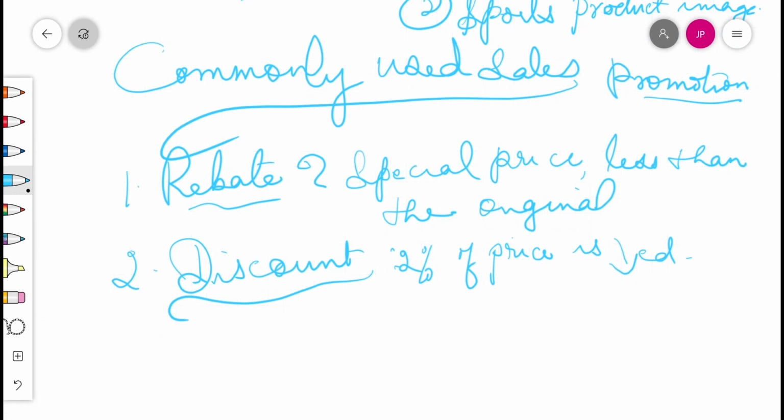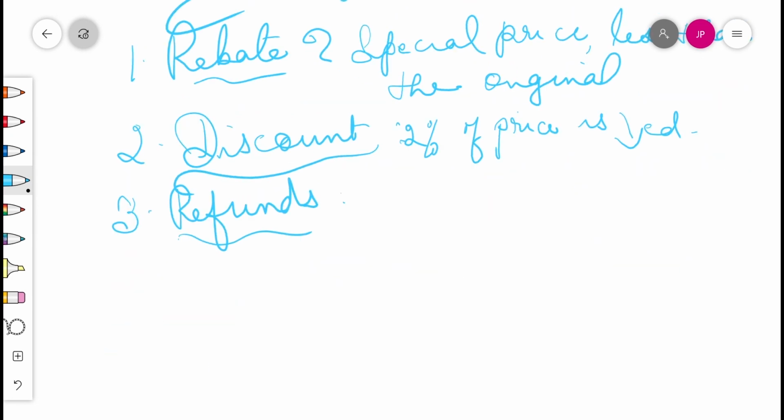At the end of the season, brands like Allen Solly, Peter England, etc. offer their products at a discount to clear off the stock. Thirdly, refunds. This refers to refunding a part of the price paid by a customer on some proof of purchase. For example, rupees 3 on return of an empty bottle of Pepsi.